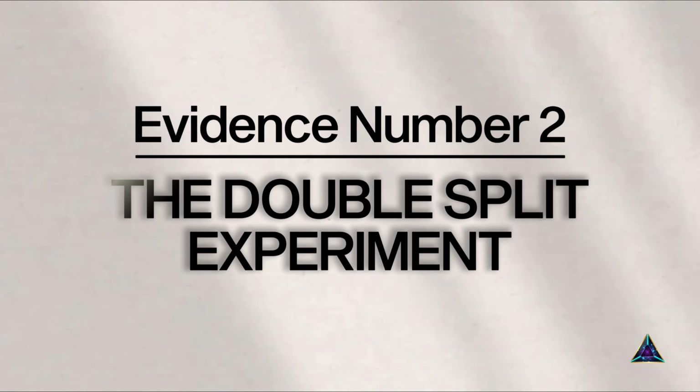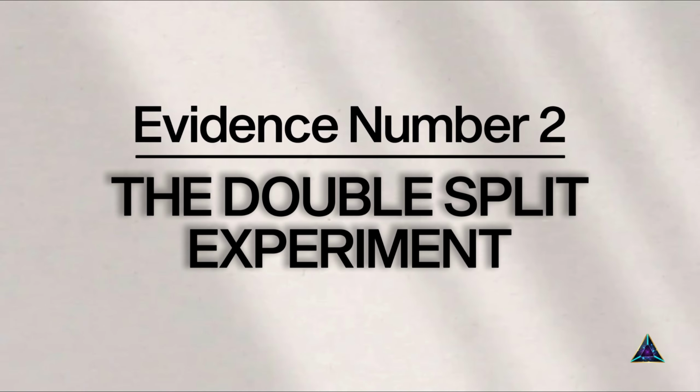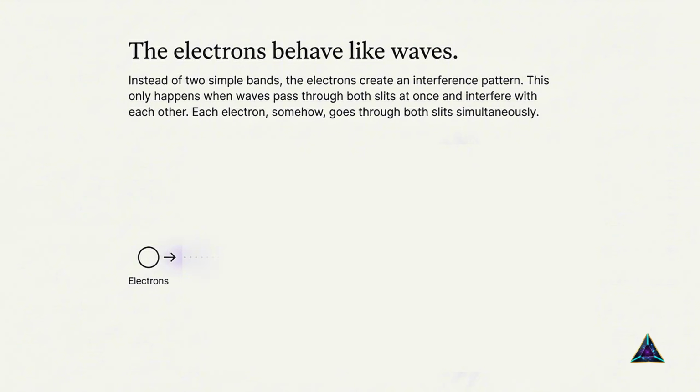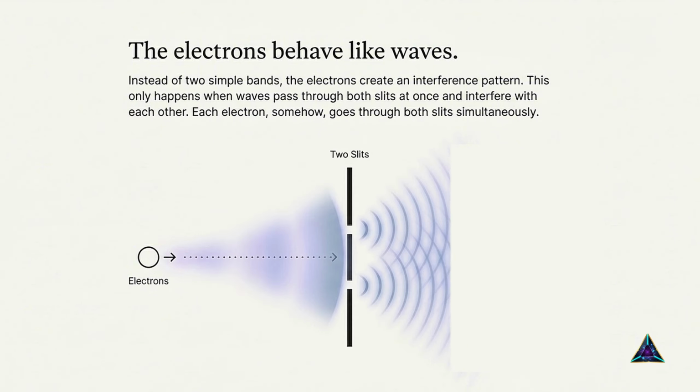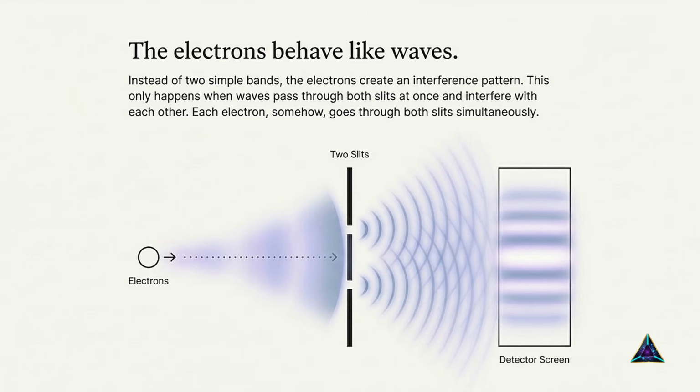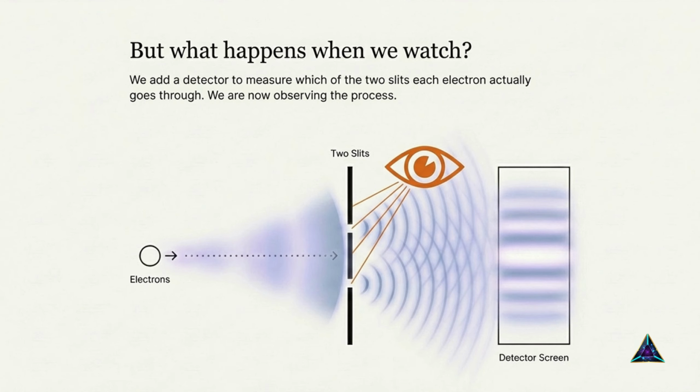Evidence number 2, the double slit experiment. This is where quantum mechanics gets disturbing. When you shoot electrons through two slits, they behave like waves, creating an interference pattern. But when you observe them, when you measure which slit they go through, they suddenly behave like particles. The pattern changes. The act of observation changes reality.